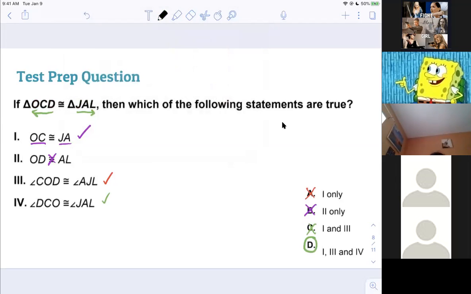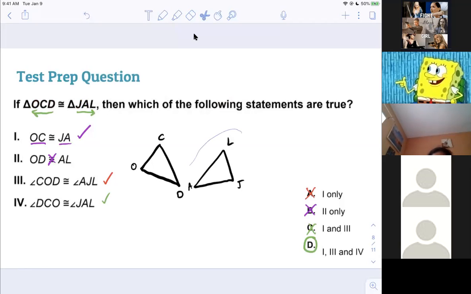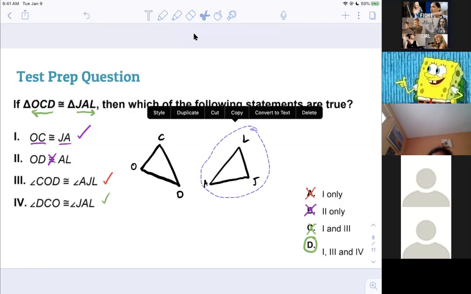What you could do, and you didn't have to do this, but something you could do just to visualize things better, is draw 2 triangles. Oh, I see why it's correct now. You can just give yourself an example, right? If this is O, C, D, then I'm going to make this J, A, L. Even though it doesn't give me any actual numbers, I can still use these triangles to visualize each option.